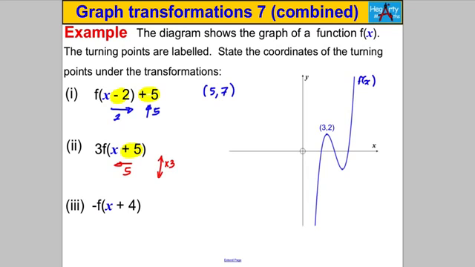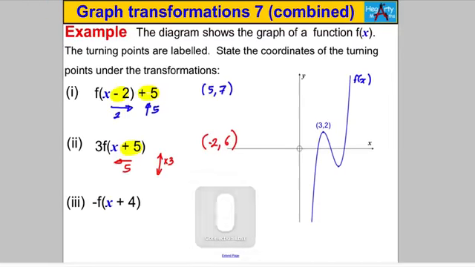So what do we do here? Well, looking at 3, 2, we need to move the x number to the left by 5. We need to subtract 5. 3 subtract 5 is negative 2. The y number we need to multiply by 3. 2 multiplied by 3 is 6.